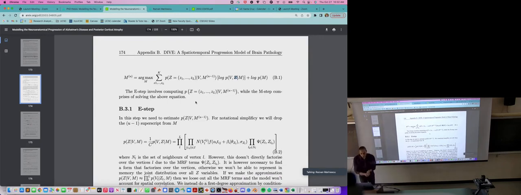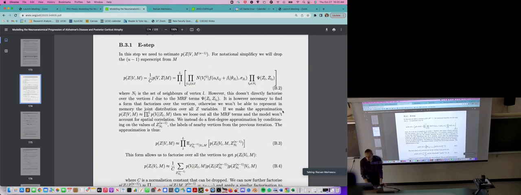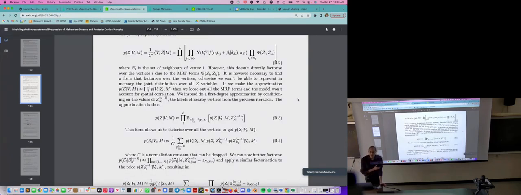So this is what we're saying here. In the E step, we estimate p of z given the parameters from the previous iteration, u minus 1. And you do the derivation of this, and you compute this posterior. You factorize over all the regions of the brain, over all the patients in the data set, and also include spatial smoothness.